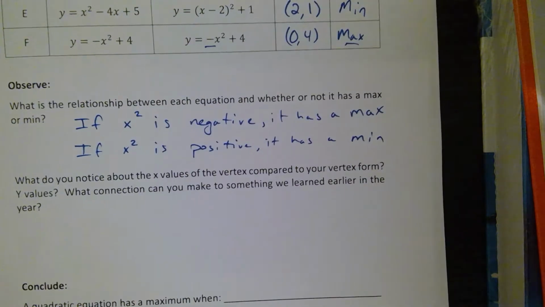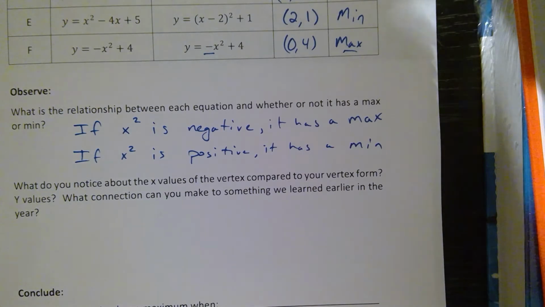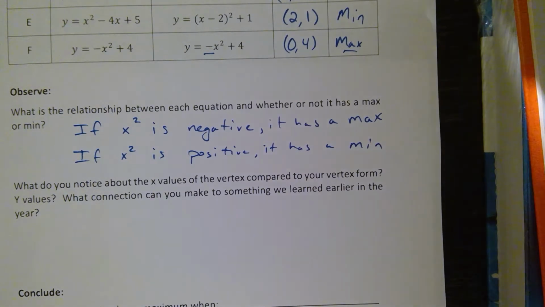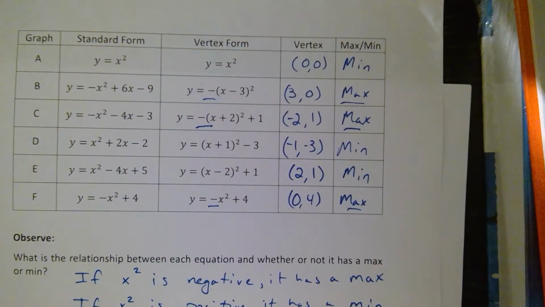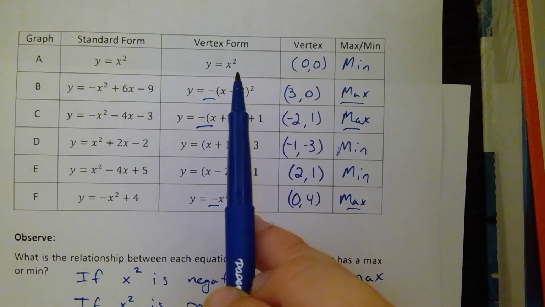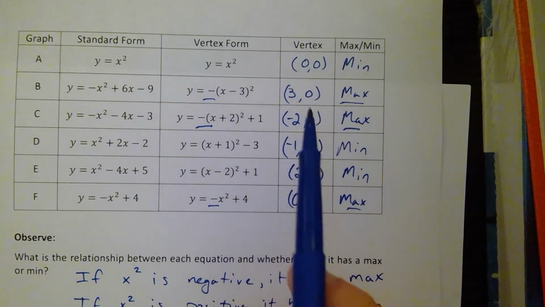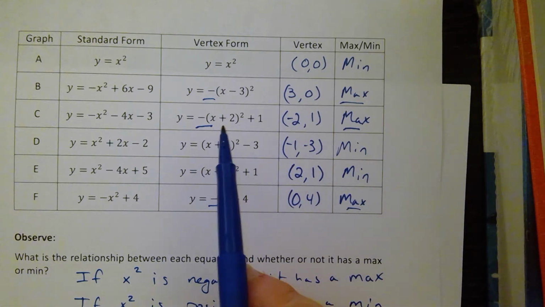Okay? Now, we want to take a look at the x values of the vertex compared to vertex form. And then look at our y values. And can we make a connection to something that we learned earlier this year? All right, so go ahead and answer this question. Type in what you saw. What did you observe? So, hopefully we saw something like this. Look at our vertex, 0, 0. Do we have anything that's changing here? No. Okay, I'm going to skip 3, 0. I'm going to come down to negative 2, comma 1. Negative 2, comma 1. We have a plus 2.